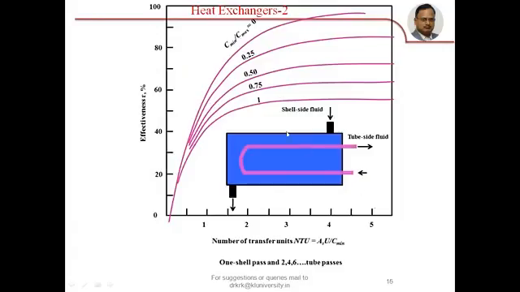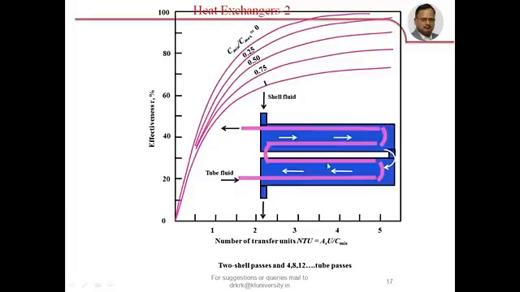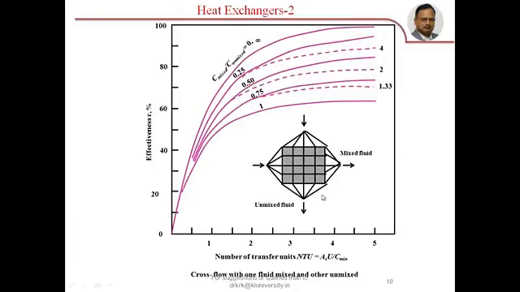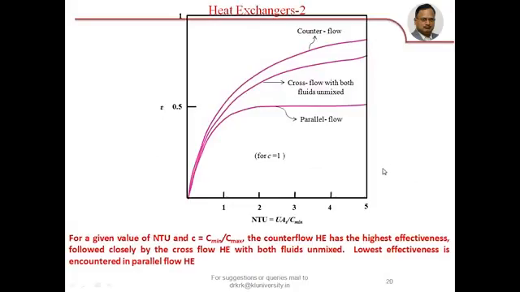And this is for counter flow. And this is for one shell 2, 4, 6 tube passes, and this is for 2 shell 4, 6, 4, 8, 12 tube passes, and this is cross flow, both fluids unmixed, and this is cross flow, one fluid mixed and other unmixed.